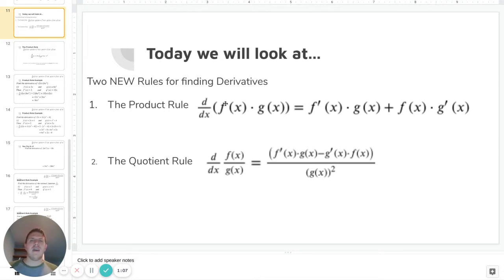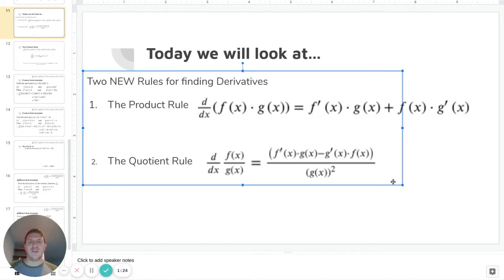The derivative of a product of functions looks like this. We're going to take the derivative of the first function, multiply it by the original second, and then we're going to add the original first function and multiply it by the derivative of the second function.